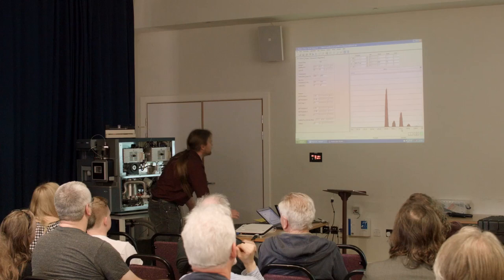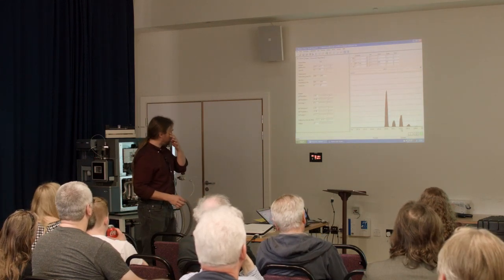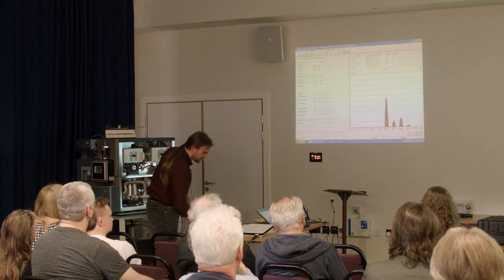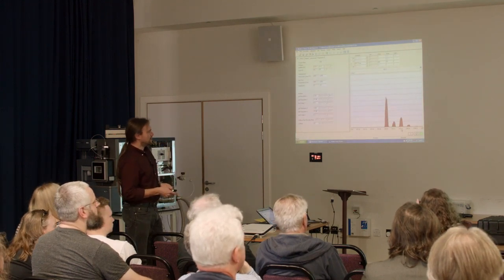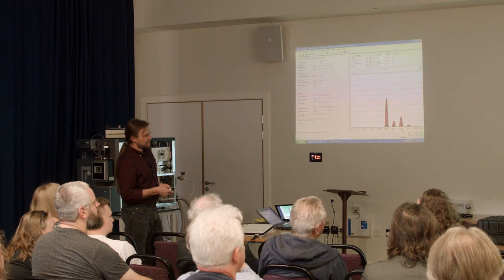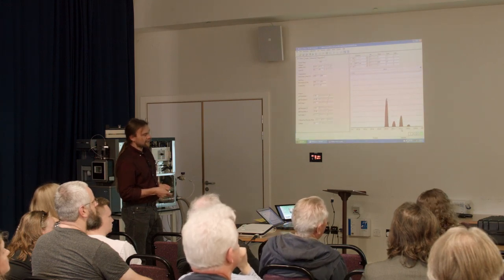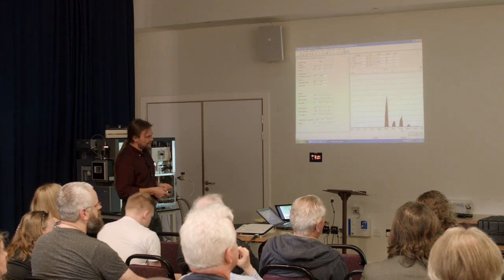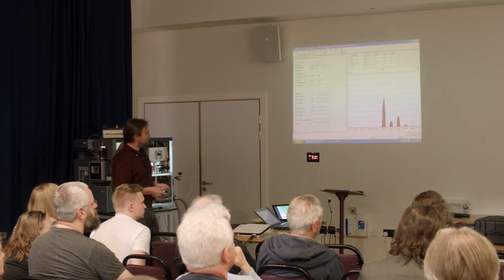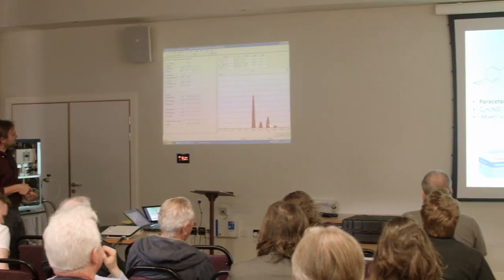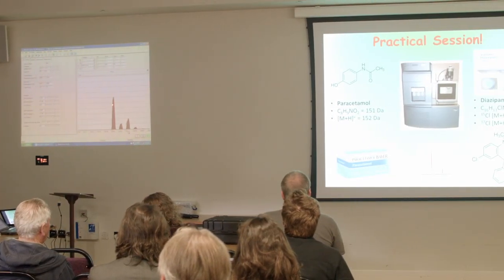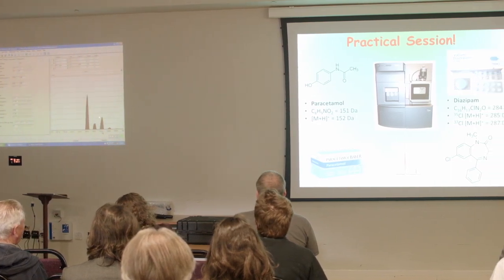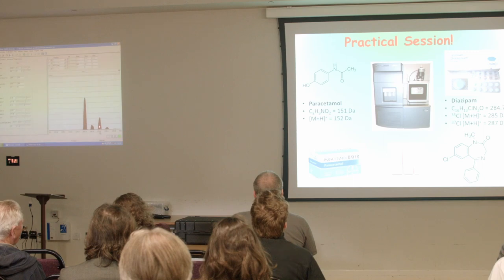So, now the diazepam, we've got four peaks there. I'll just explain why we've got four peaks. If you look at the molecule here, we've got a chlorine atom. And chlorine has two isotopes. One of them is chlorine 37, and one of them is chlorine 35. So this peak here is the M plus H with the chlorine 35, and this is the M plus H with the chlorine 37.